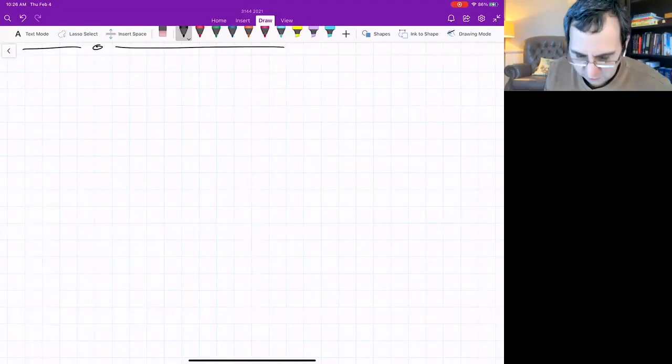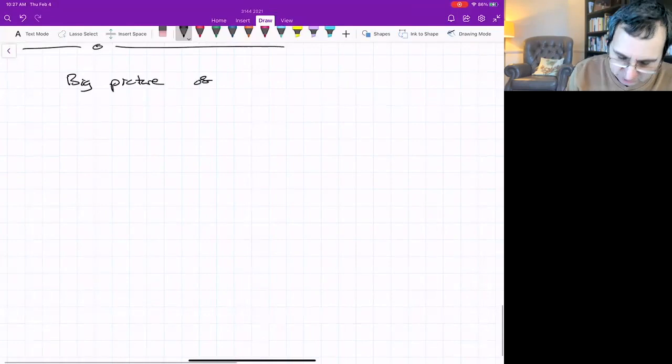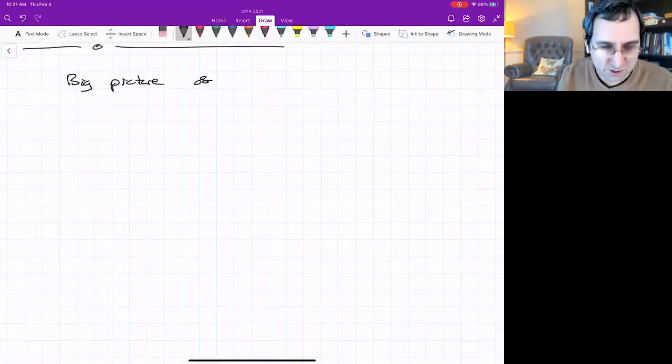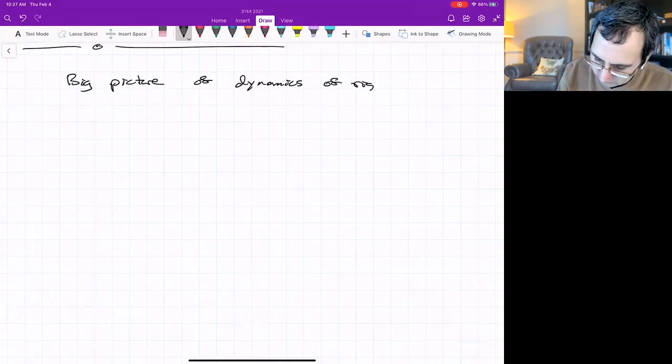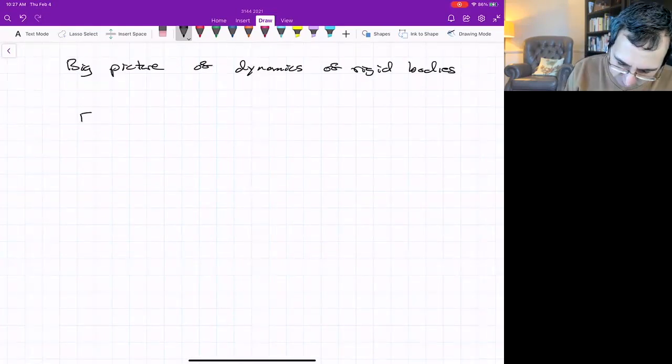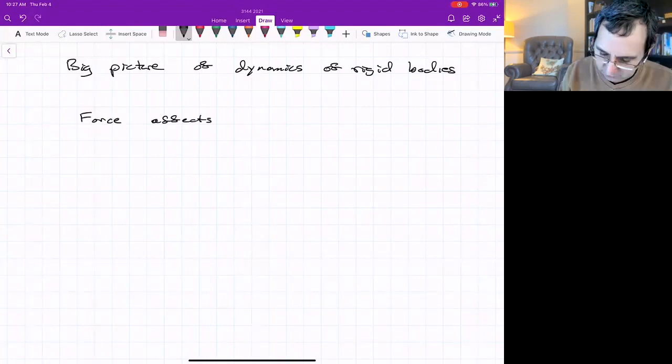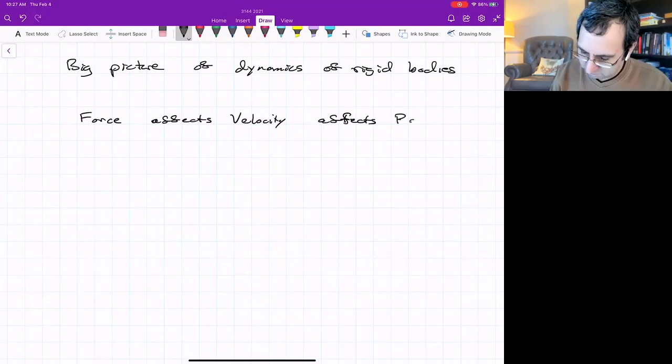The big picture of dynamics for rigid bodies. I mean, it's succinct, so it's not a very big picture. I guess it's dynamics of rigid bodies. And we've got force affects velocity, which affects position.